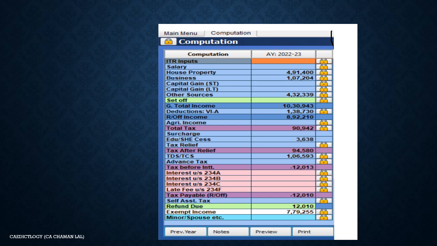This is an example of a return filed under the Income Tax Act. In this example, the person has no salary income, so it is left blank, and the person has house property income, so it is written. He also has business income and other sources income. He has no capital gain income, so it is left blank. Gross total income less deductions is the net total income on which tax is computed.